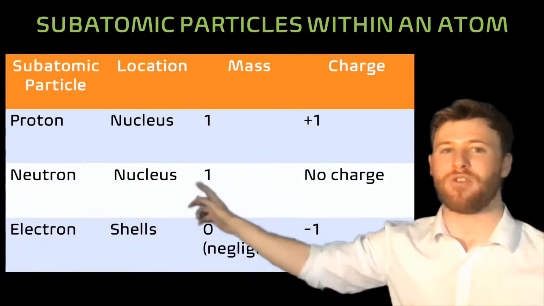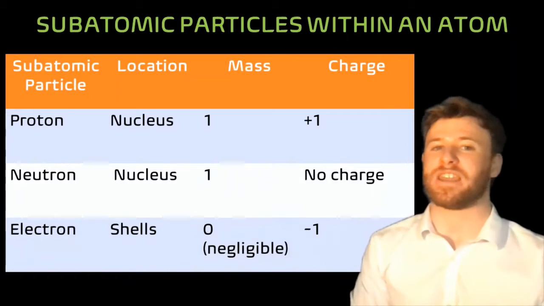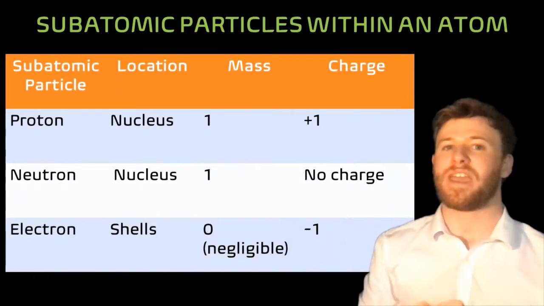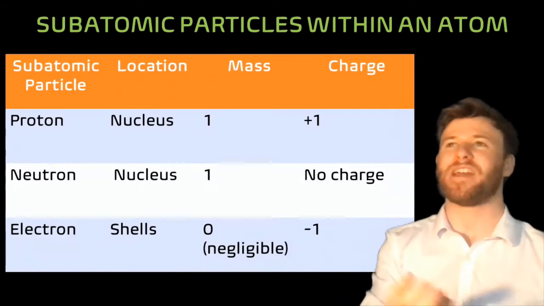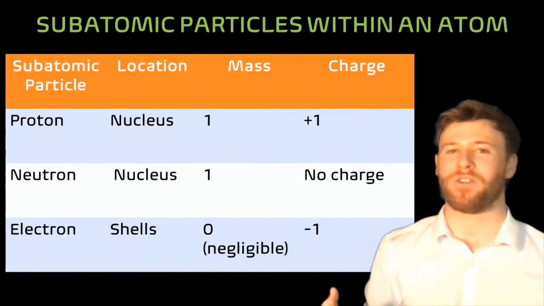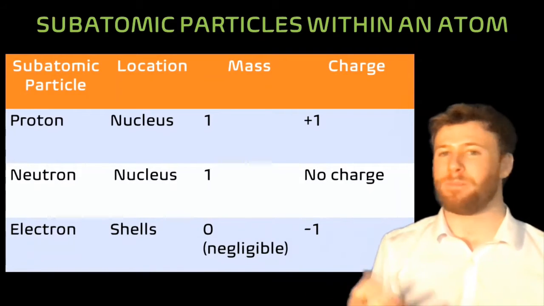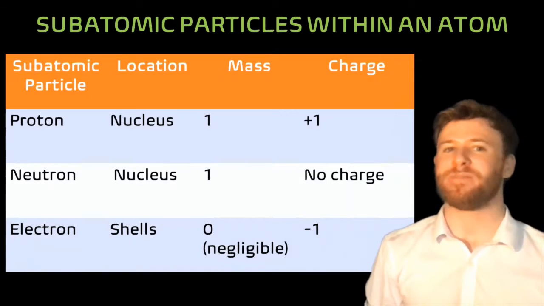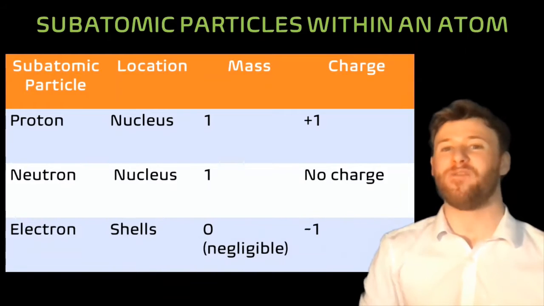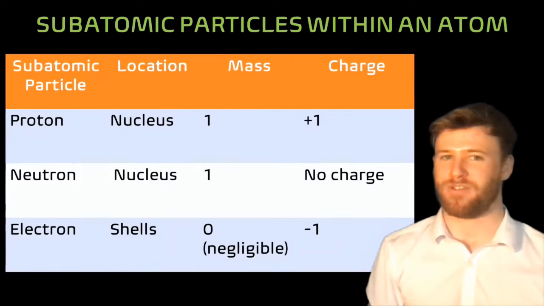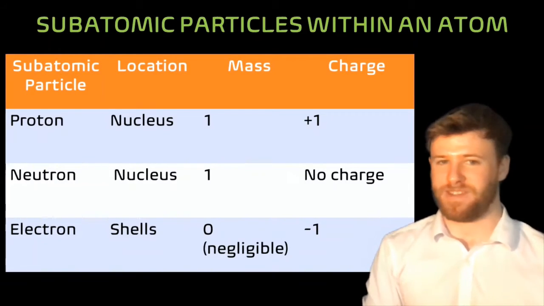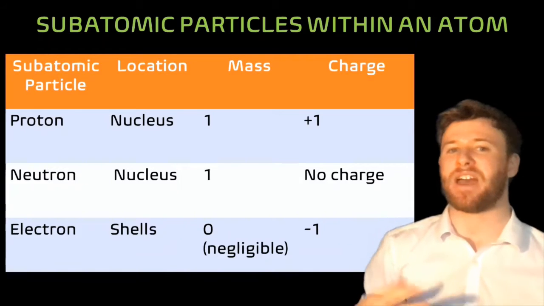So starting off with protons, they're located in the nucleus of the atom, again the center. They have a mass of 1. Now that's a relative mass. It doesn't mean we've got 1 gram, 1 kilogram, 1 pound, 1 stone, nothing like that. It just means that compared to neutrons and electrons, they weigh 1. They've got a relative mass of 1. They've got a charge of +1. They're positive protons.